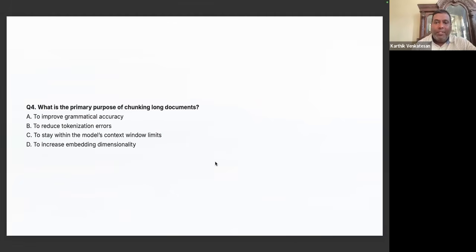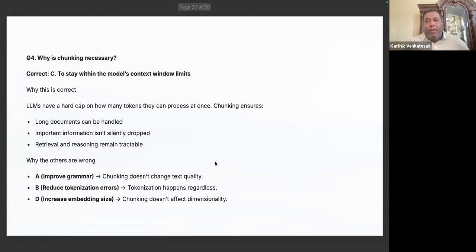What is the primary purpose of chunking long documents? To improve grammatical accuracy, to reduce tokenization errors, to stay within the model's context window limits, to increase embedding dimensionality. Okay, I see mostly C, some B. If you say C, you are right.